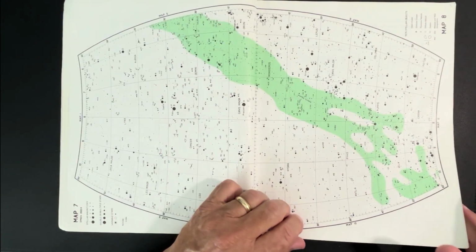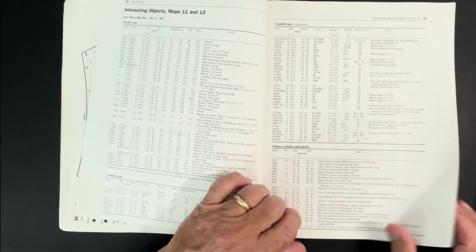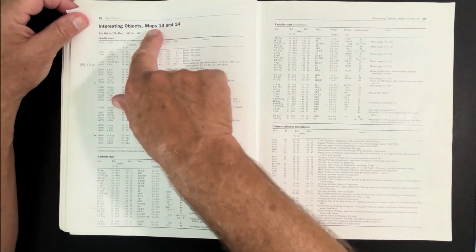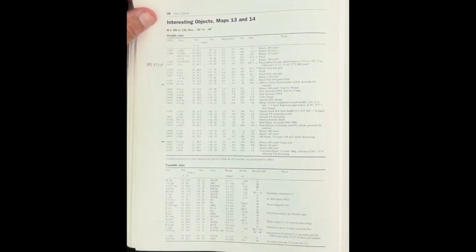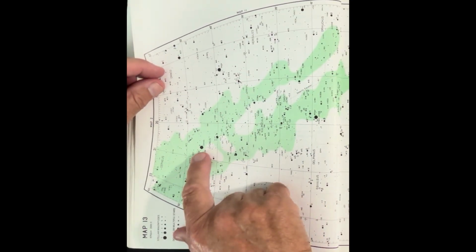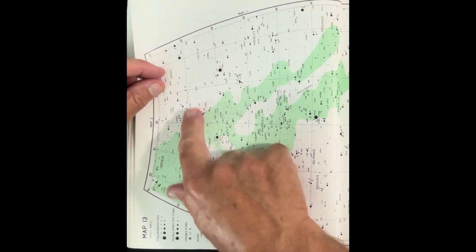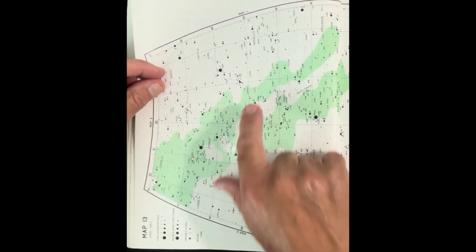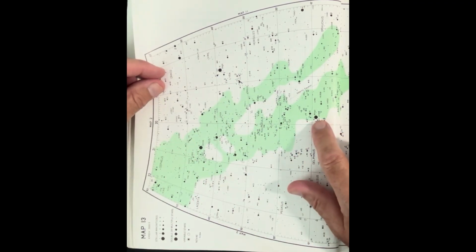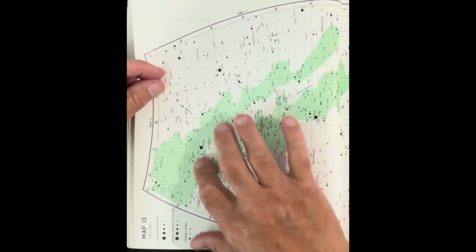Okay, let me go through map 13, which has probably the heart of the interesting objects, on sheet 13 of 14. This is the one I'm using a lot right now because it's summertime. There's Cygnus, with Deneb, and then there's the Northern Cross. This is going to be Vega, and here's going to be Altair. So there's your Summer Triangle right there.